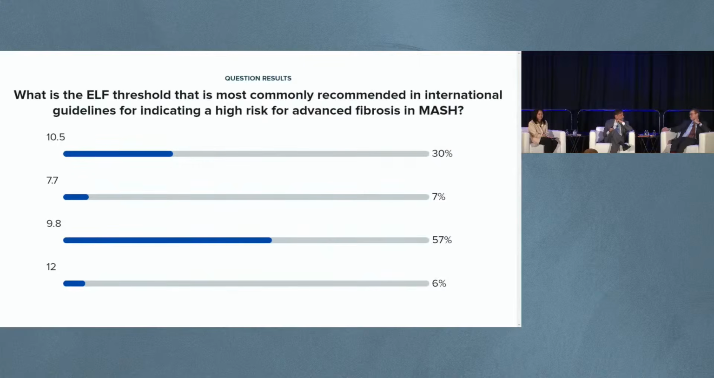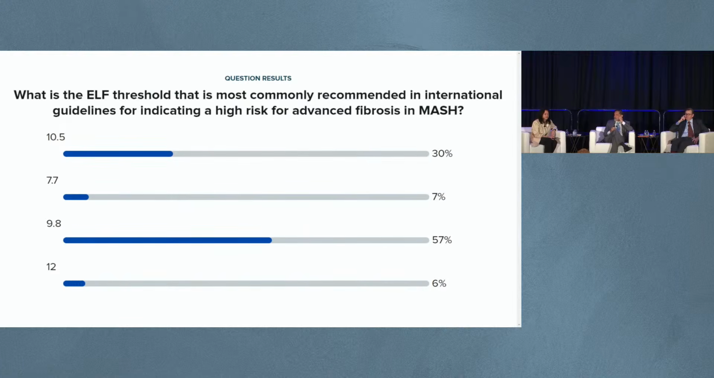9.8. Good. 10.5 is probably advanced fibrosis, but it is more towards cirrhosis technically, so that wouldn't be incorrect. 7.7 is very low. I think for most people, our ELF threshold is probably 7.7. Yeah, so 7.7. I think that's one of the points we wanted to make: in the practice guidelines it says anything above 7 is clinically significant fibrosis. But even that may be too low.